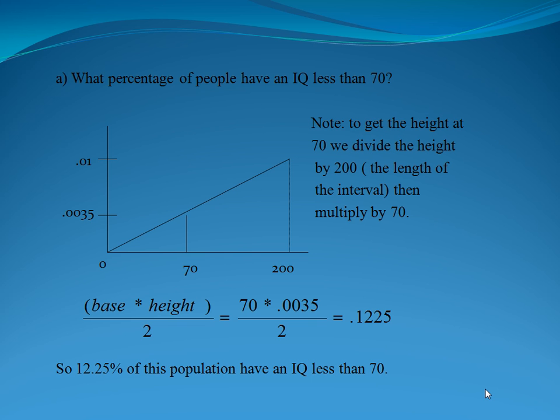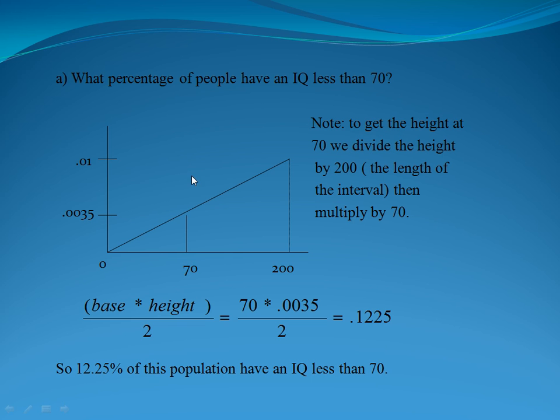So let's start with what percentage of people have an IQ less than 70. Here, when we look at our distribution, we want to find the area under the curve from 0 to 70. Less than 70 defines everything less than 70, and since our whole interval is 0 to 200, we're looking from 0 to 70.